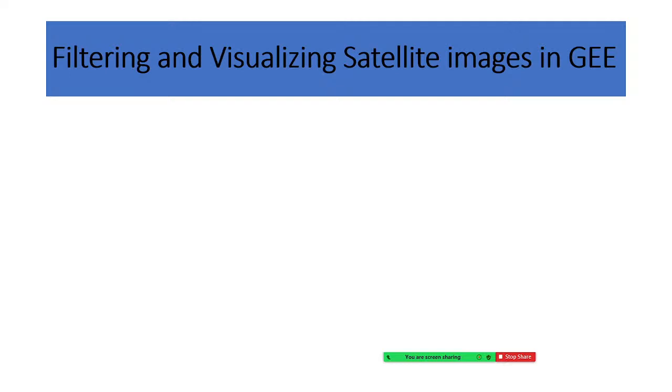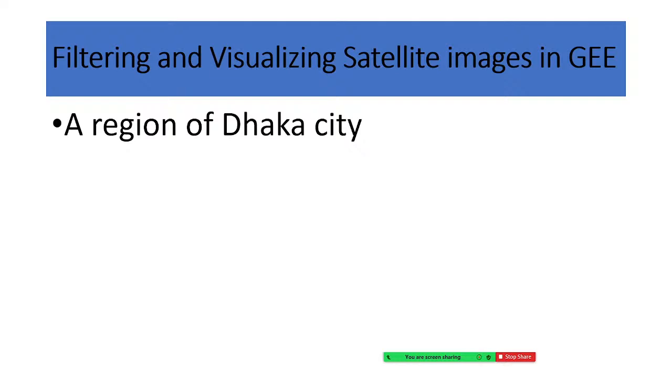And this time I also try to discuss filtering and visualizing satellite images. Actually, filtering depends on some factors. It depends on your region. Suppose I want to show you Landsat 8 images. Suppose I need the Landsat images for a specific region, suppose Dhaka city or another region. So region is one factor for filtering these images. Suppose I need the Landsat images for this area, Dhaka city.